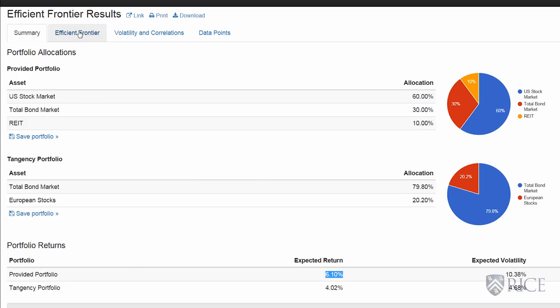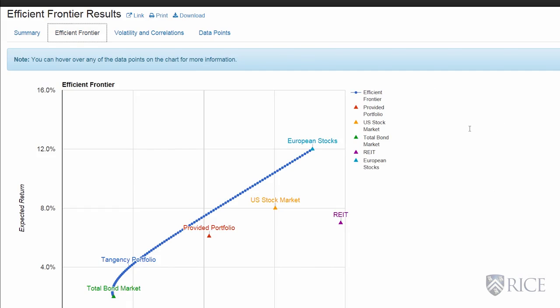So let's go take a look at the efficient frontier to learn a little bit more about what's going on here. As you can see, my provided portfolio is below the efficient frontier, which means I need to make some kind of asset allocation adjustment. The tangency portfolio is too far down here in terms of its asset allocation. Too many bonds in order to give me the expected return I'm looking for, and European stocks way up here with a great return that I expect, but really a lot of volatility. So I want to limit what percentage of European stocks that I have.